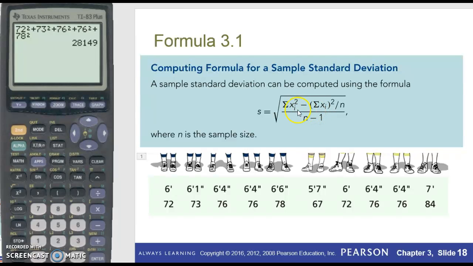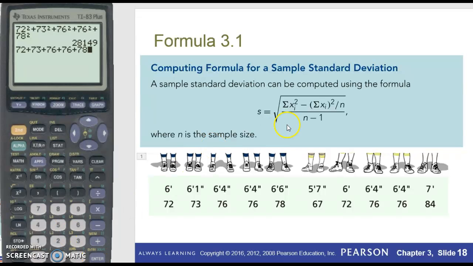Well, then what I want to do is subtract the average of all of the squares of these numbers. So now what I'm going to do, instead of squaring all of these numbers and adding them up, is add all these numbers up individually and then square that and find the average. So in other words, I'm going to take 72 plus 73 plus 76 plus 76 plus 78. I'm going to find the average.